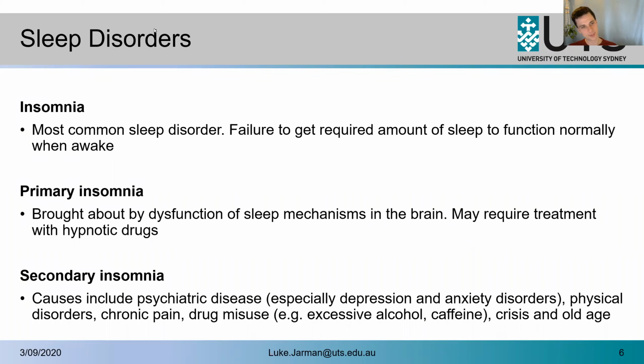All right. So speaking of insomnia, you've got primary insomnia, which is a specific dysfunction of sleep mechanisms in the brain. So we'll talk about sleep mechanisms and the molecular basis of that in a couple of slides. And secondary insomnia is when your insomnia is secondary to another condition. So psychiatric disorders like depression and anxiety are probably the biggest causes of secondary insomnia, just because of the way that they can also affect your sleep mechanisms.